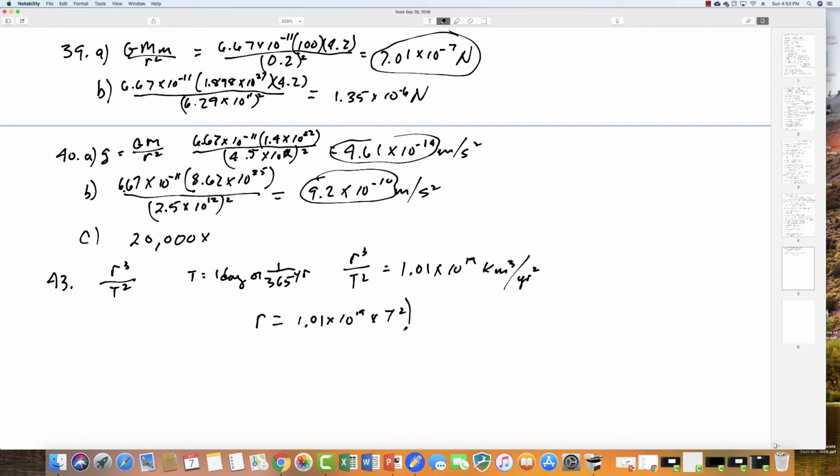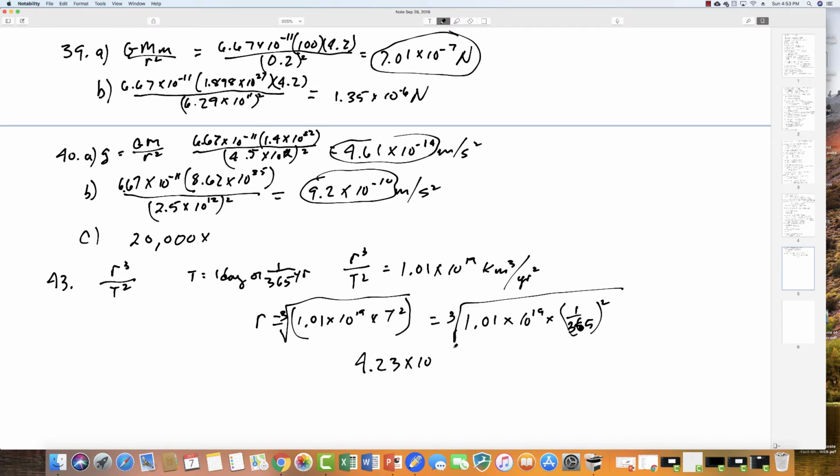And that whole thing is going to be taken to the cube root, which is equal to 1.01 times 10 to the 19th times, and T now is 1 over 365 in years. And that number is going to be squared, and we're going to take the cube root of that. And so if we do that calculation, we get 4.23 times 10 to the 4th kilometers for the radius.